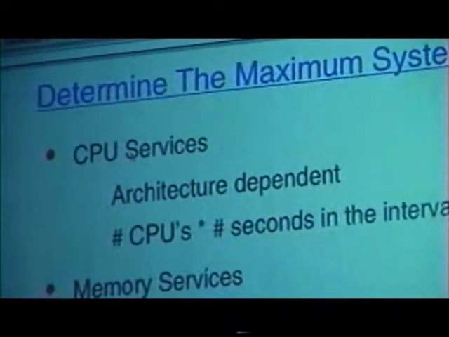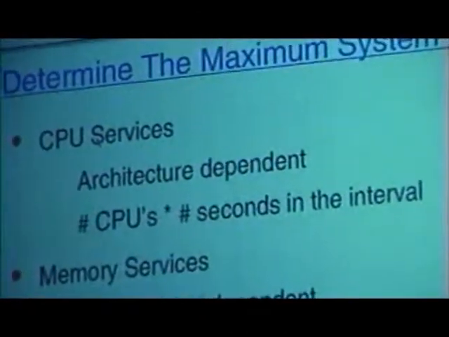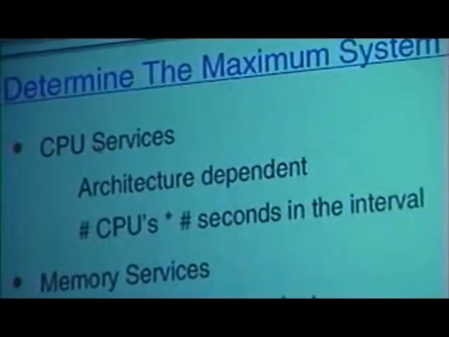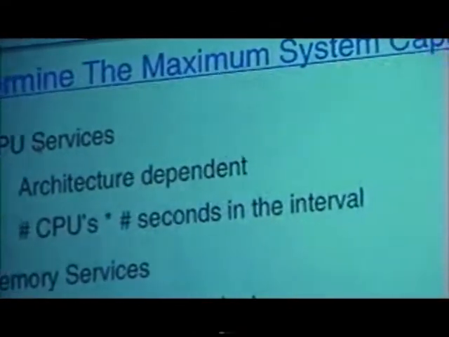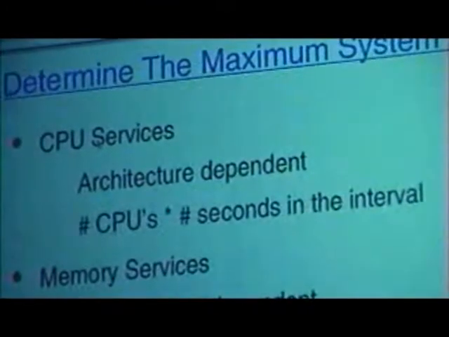So if I were to look at my CPU capacity, my CPU services, it'd be the number of CPUs times the time in the interval. We're going to go to accounting data later in the week. If I'm looking at accounting data for a day, there's 24 hours in a day times the number of CPUs on the system. That's the capacity that I can deliver.